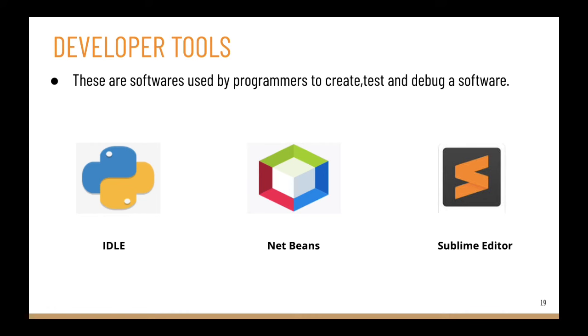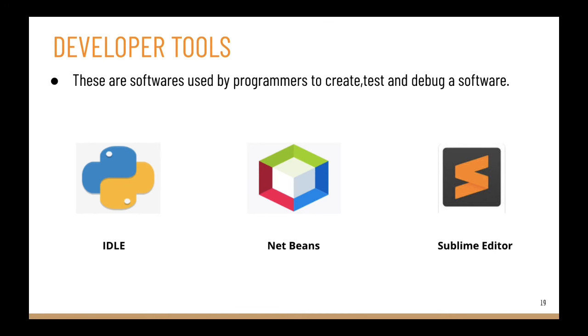Means these are softwares that are used by programmers to create a program, to test a program, and to debug a software. What is the meaning of debugging? Debugging means when you develop a program, often various types of errors will come. Now, you as a developer will have to correct those errors. Correction of errors is known as debugging. These developer tools have the facility of creating the programs, testing the programs, and also debugging the software in case of any errors.